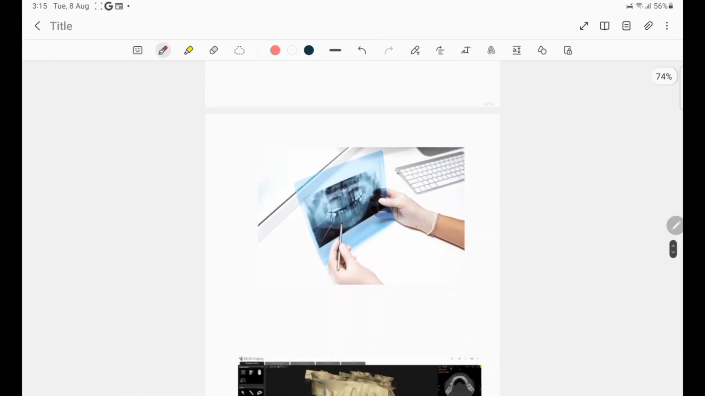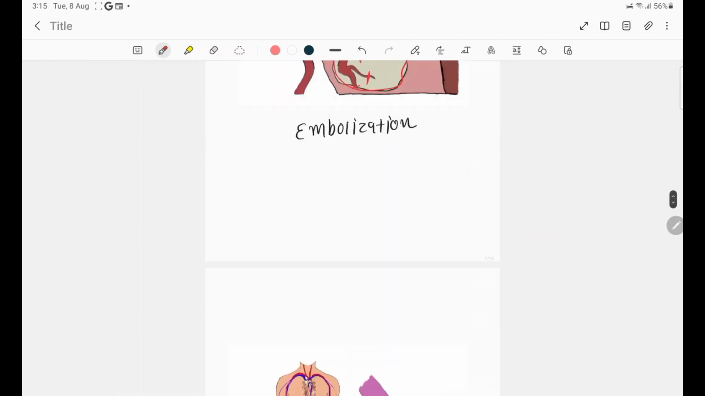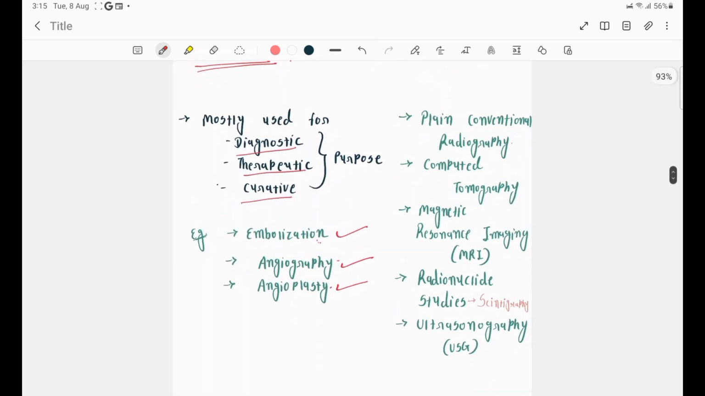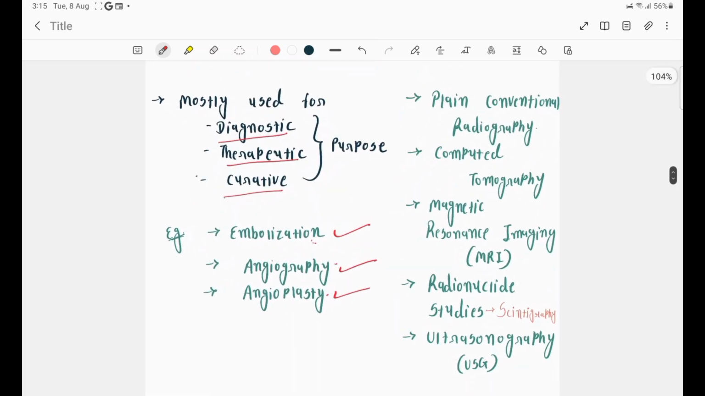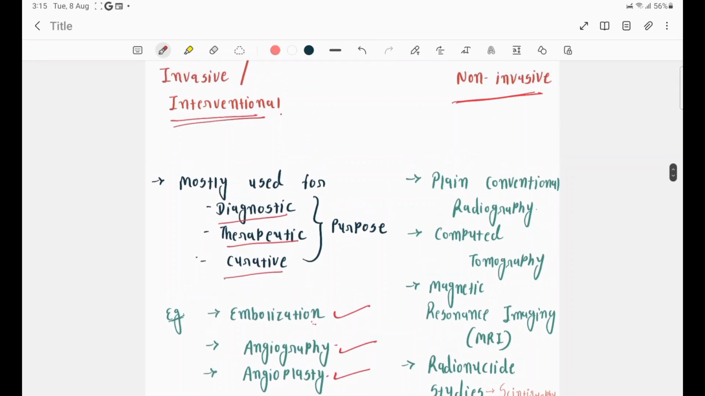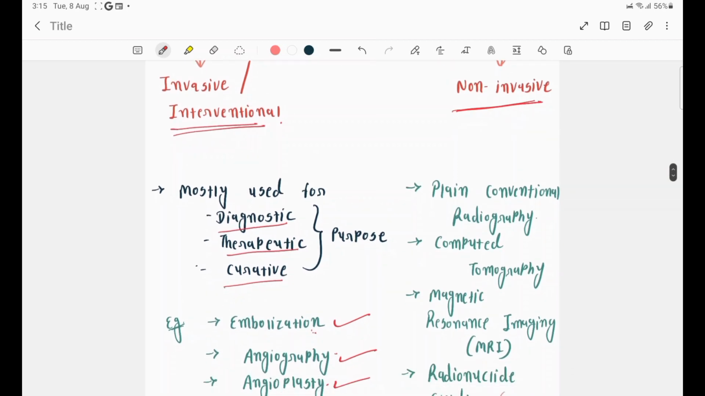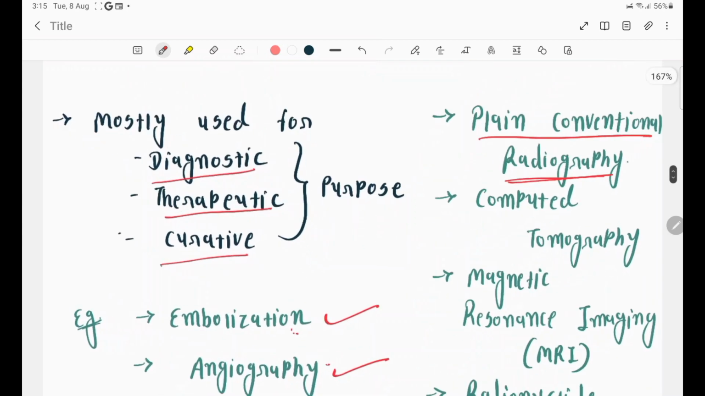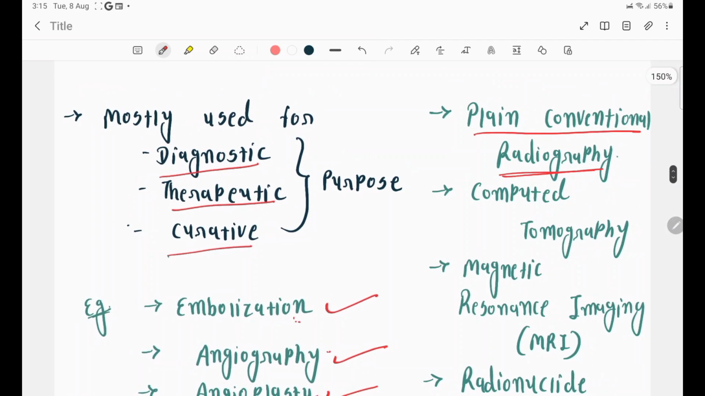Now moving to next, which is non-invasive techniques. So most of the time we use safe and non-invasive imaging methods in dentistry. So here are some examples. The first one is plain conventional radiography. So it is like a simple x-ray that help us see teeth and bones. For instance, when a patient comes in with a toothache, a dental x-ray allows us to see if there is a cavity or an infection in the tooth.